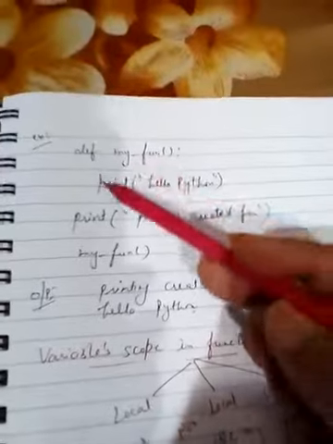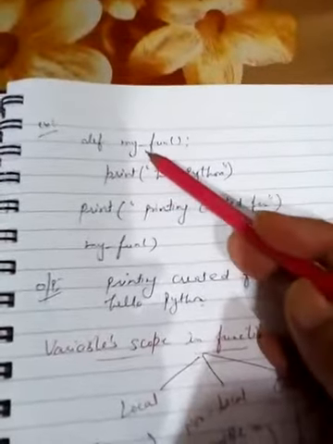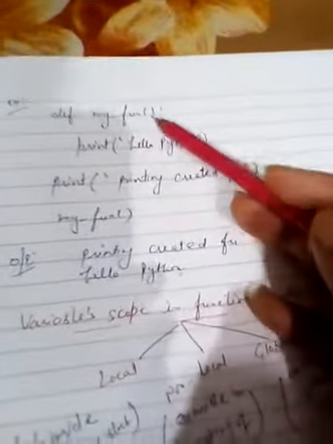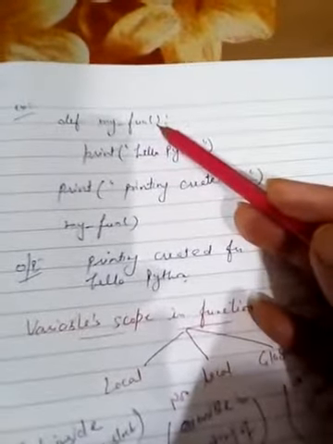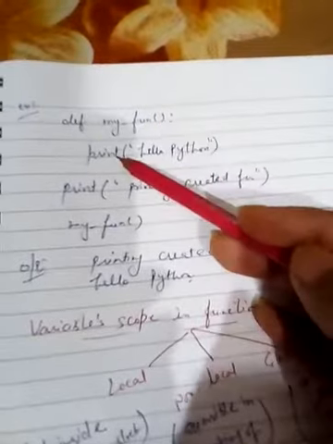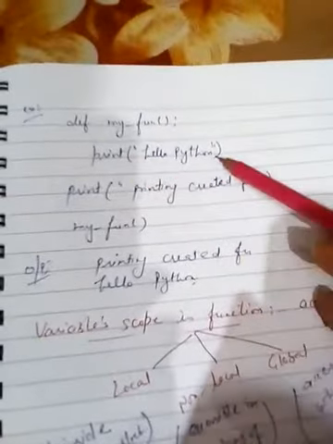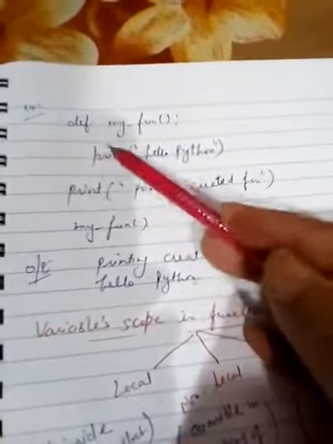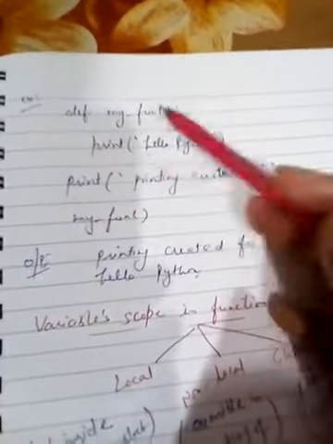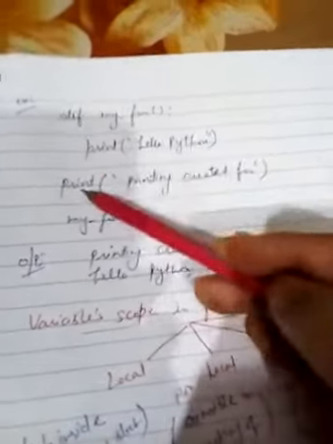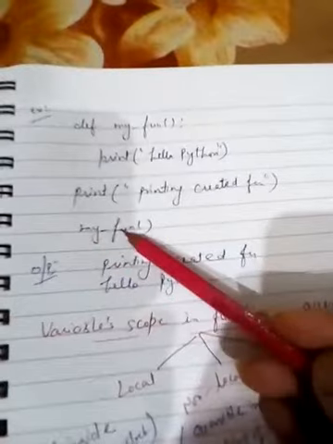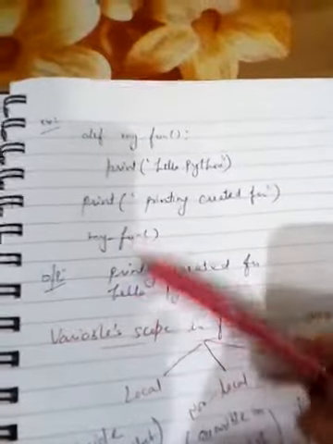Next, one more example: def my_function. There is no space, so I am using an underscore. This is the function name. This time I'm not passing any argument because I just have to print the statement hello Python, so there is no need for arguments. Here we exit from the function definition. Here is another print statement, printing created function. Then I'm calling my function, which I have created here.